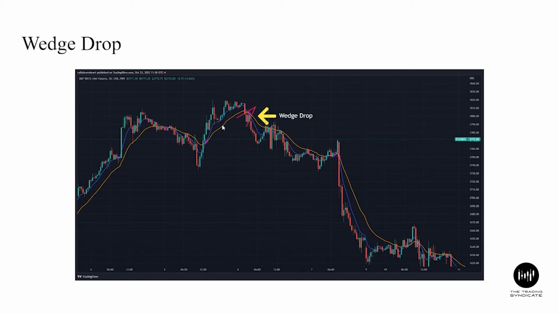The next phase is the wedge drop. The characteristics of this phase are an upward facing bear flag or wedge that breaks into a cross of the EMAs.